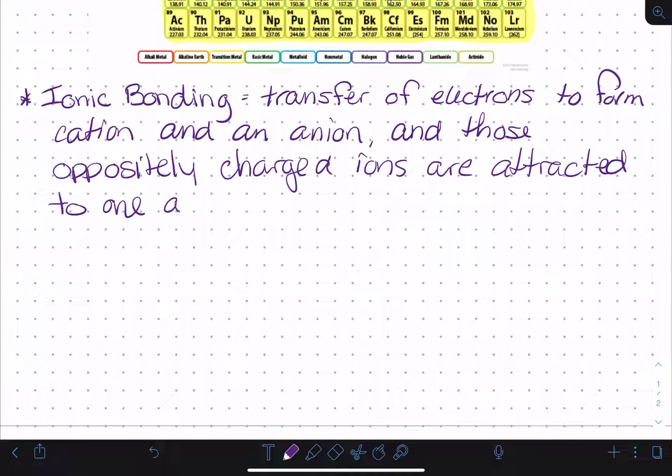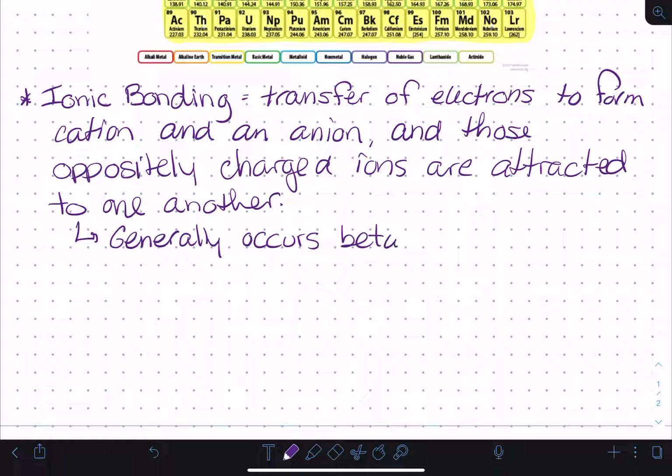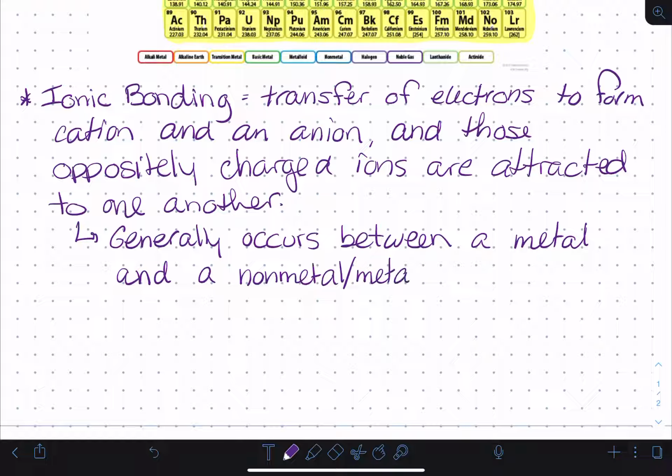So this type of bonding always occurs between ions, clearly, but generally that means it's going to be between a metal and a non-metal. So this generally occurs between a metal and a non-metal, or a metal and a metalloid. In terms of bonding, the metalloids function mostly like nonmetals.